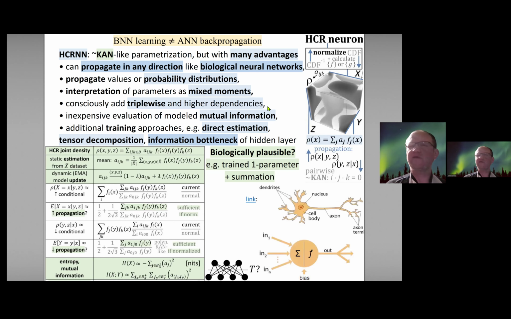So we have evaluation of mutual information, very inexpensive, so we can control, monitor the information flow and, for example, use it for training. And there are many additional training approaches like direct estimation, like this tensor decomposition and information bottleneck, which I think is very nice for biological neurons.